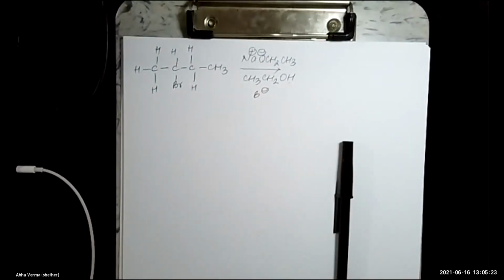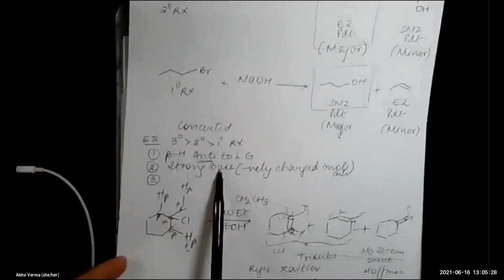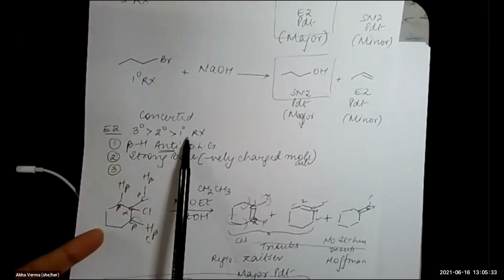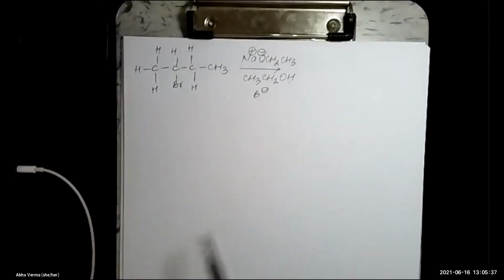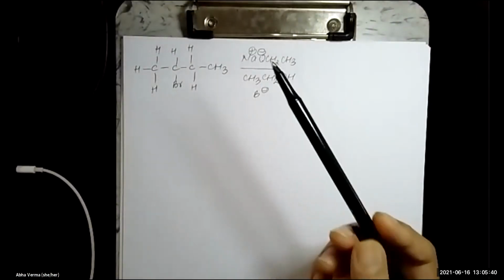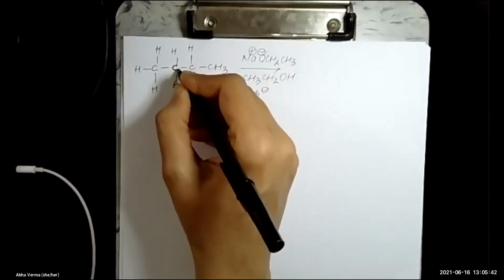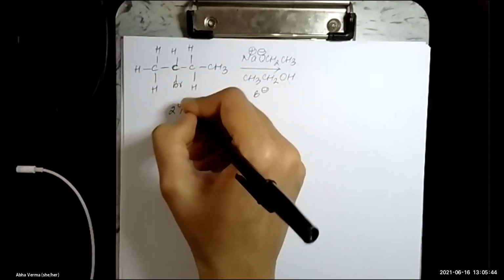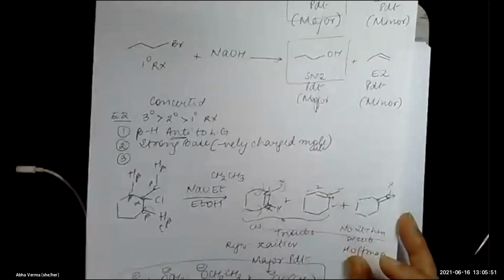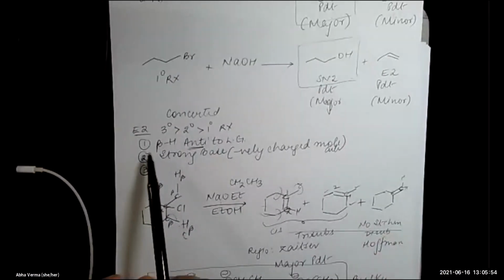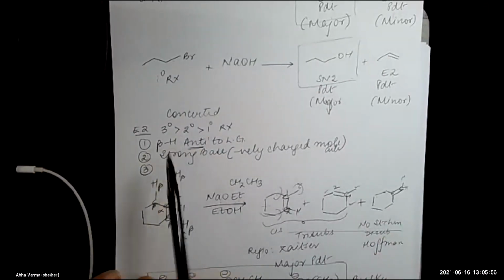So what are the two requirements that we need for elimination? We need a strong base. We have the strong base. What is the substrate that you need? Tertiary, secondary, or even primary. Do you have a secondary, primary, or a tertiary substrate? Yes. Secondary. And this is your secondary substrate. Besides a strong base, what is required of this structure? You need an anti-beta hydrogen.